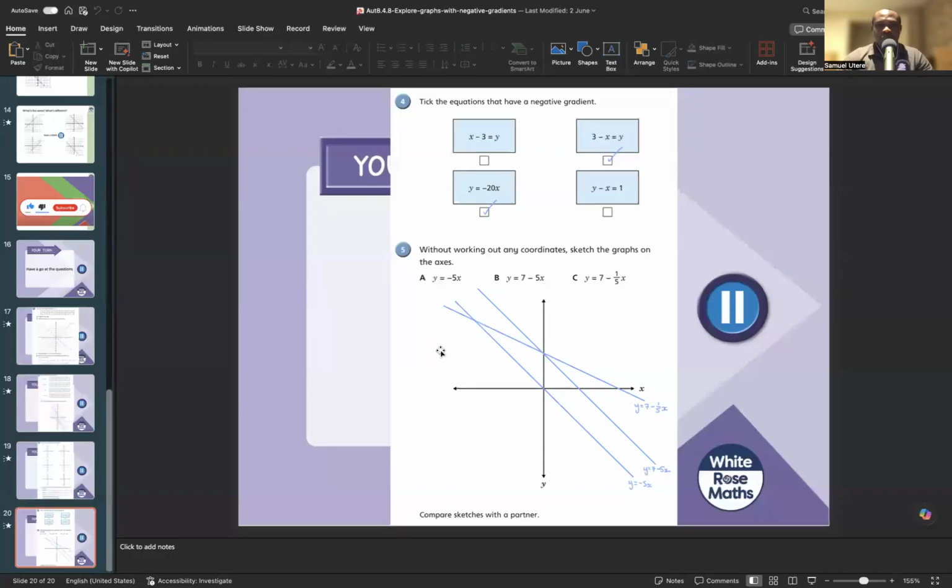And that brings us to the end of our lesson. In this lesson, you have learned to explore graphs with negative gradients.